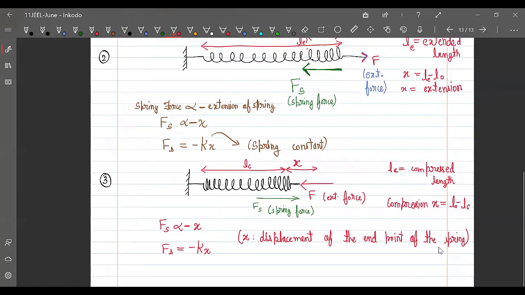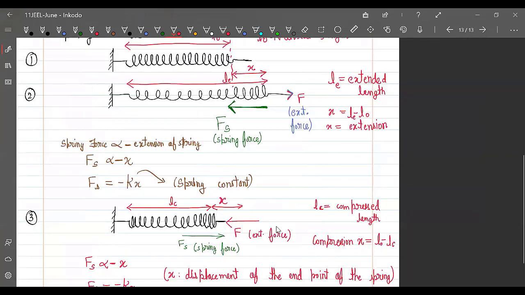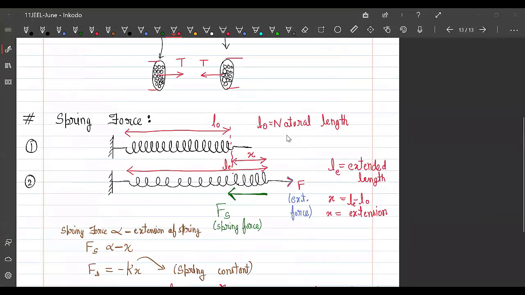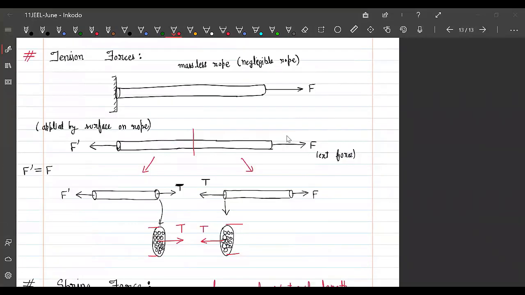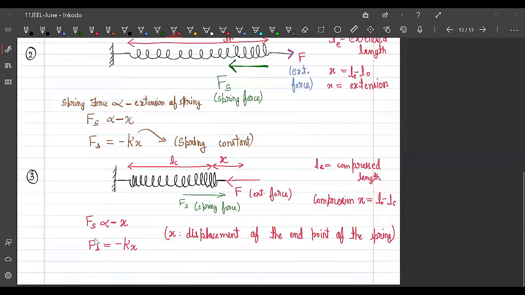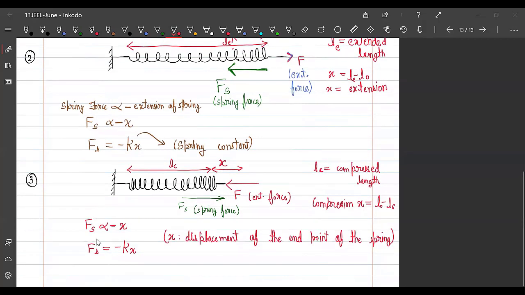Note this down. Have you noted this portion, the above portion, the tension part? No, sir. Okay. So this was spring force, and before that, note down the tension part. Done, sir. Okay.